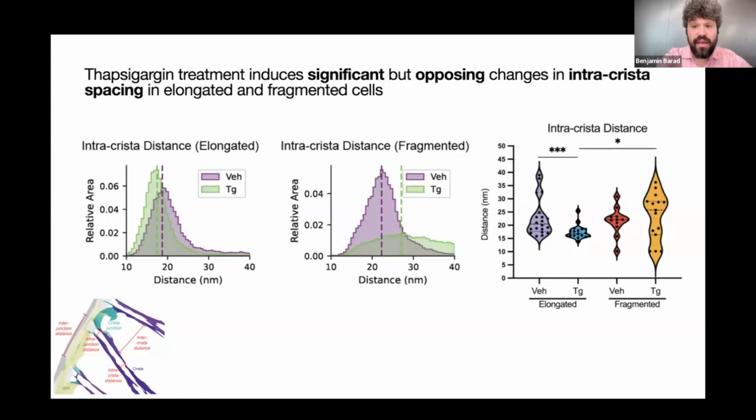So we can look at intra-cristae spacing. So in the cristae bodies, what's the distance to the other side of the crista, and then what's the distance to the next crista over? We see significant changes in intra-crista spacing, but it's surprising: the elongated ones tighten up, and the fragmented ones are ballooning.